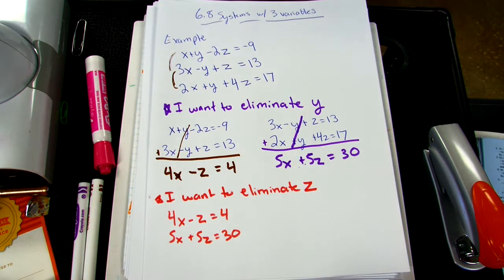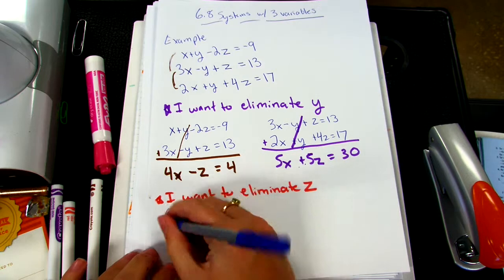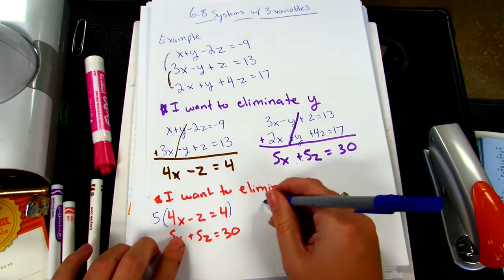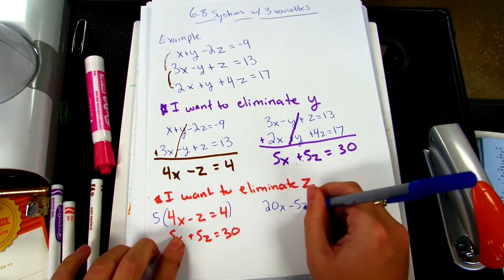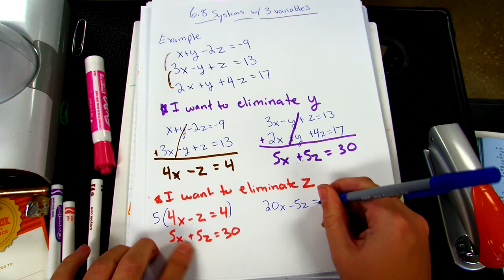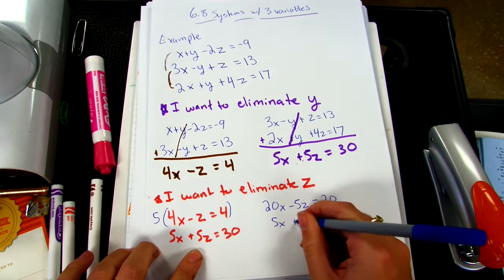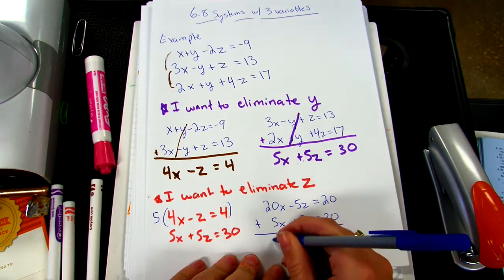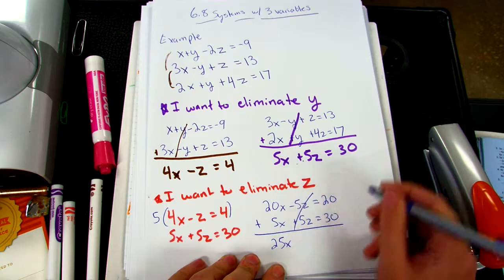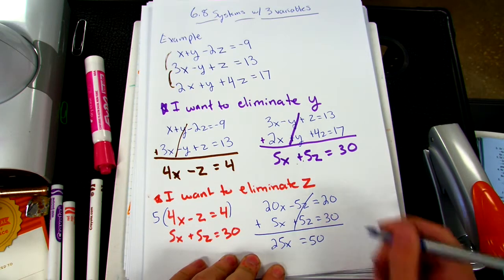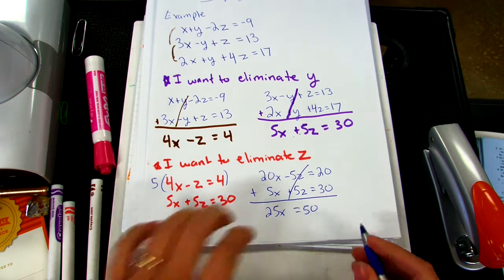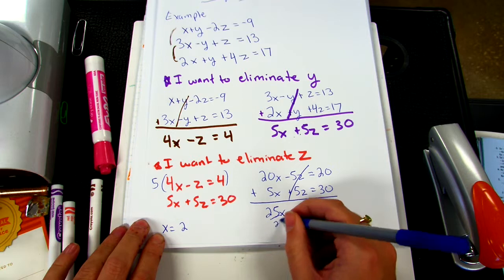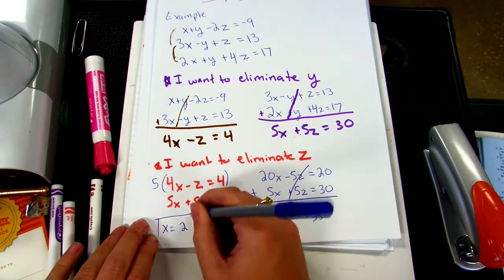But if I want to eliminate z, I have to multiply my top by 5, so that way I have negative 5z. So my new system becomes 20x minus 5z equals 20, and then I end up with 5x plus 5z equals 30. And I add those together. I get 25x, my z's cancel, equal 50. And now I can solve for x. Now I know that x is equal to 2, because you divide both sides by 25.